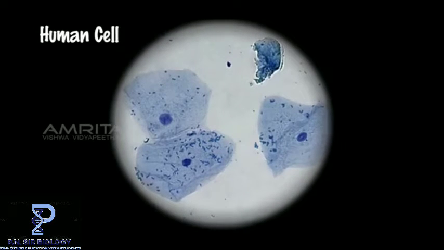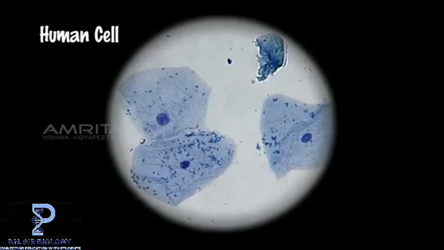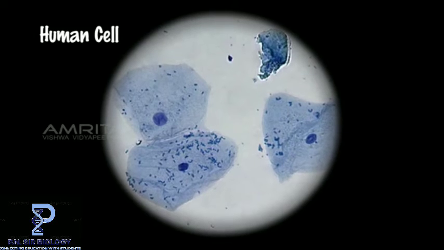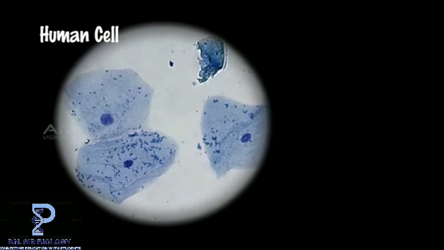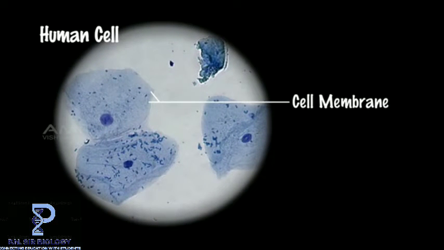Observation: a large number of flat and irregular shaped cells are observed. The cells do not have a cell wall. However, each cell has a thin cell membrane. A deeply stained nucleus is observed in the center of each cell. No prominent vacuole is observed in the cells.